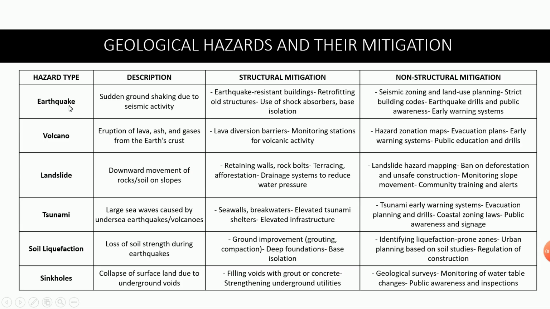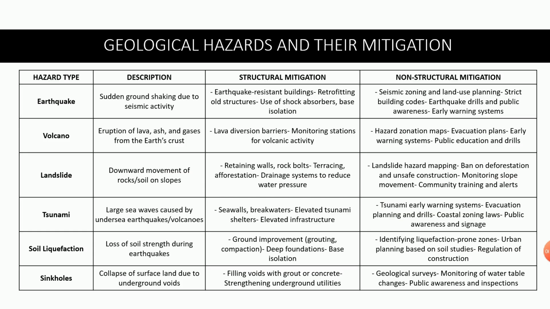So first is earthquake. What is the description of an earthquake? The earth shakes due to seismic activity. Seismic activity means underground there are tectonic plates, and those tectonic plates might move. Because of that movement, we get an earthquake. So what structural mitigation can we do? Earthquake resistant buildings, retrofitting old structures, use of shock absorbers, base isolation. So these are arrangements we can make while constructing structurally. Then non-structural mitigation: seismic zoning and land use planning, strict building codes, earthquake drills and public awareness.